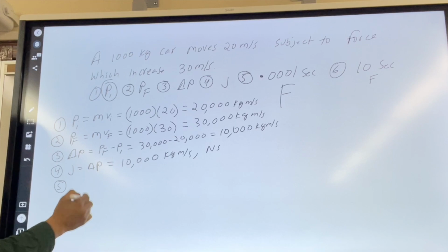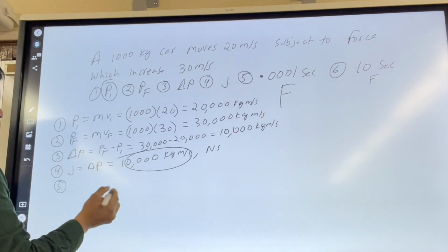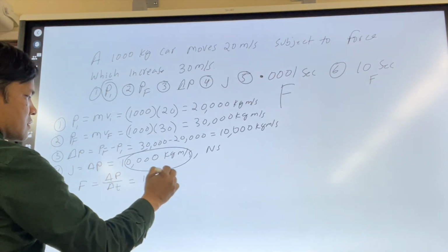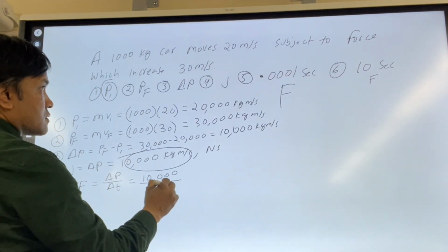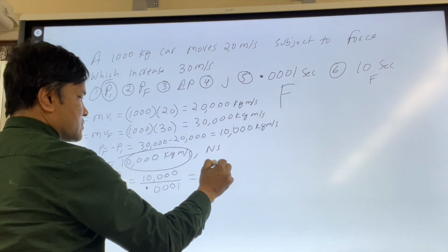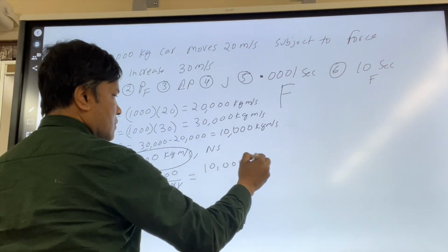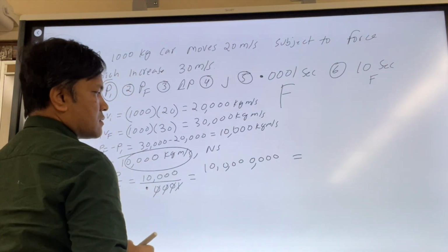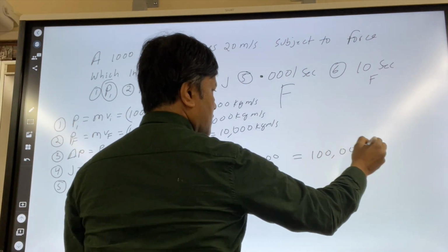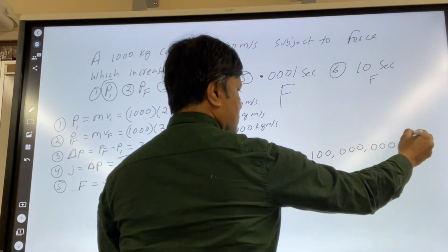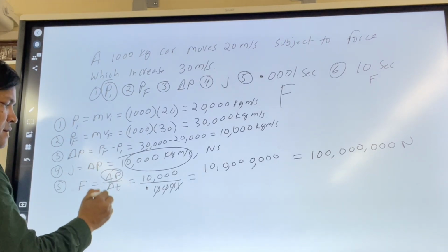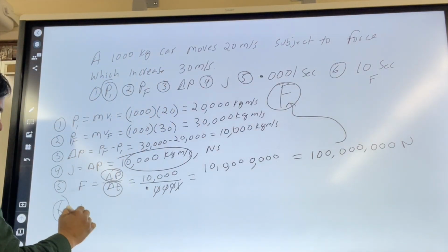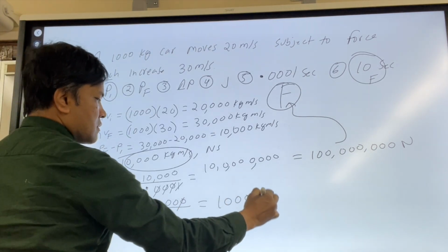All right, number five, if impulse lasts a small amount of time, then we have to find the force. So 10,000 divided by, say, 0.0001. So then what do you get? 100 million. 100 million what? Newton. All right, if impulse lasts a small amount of time, you have big force. If impulse lasts a long time, then you have small force.